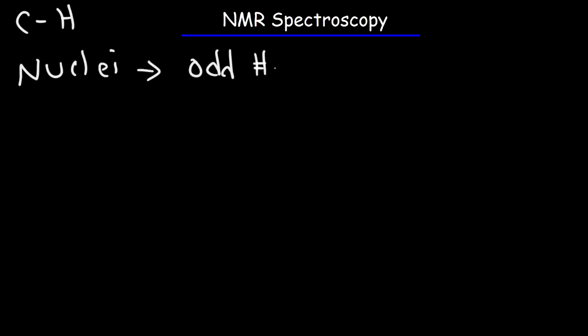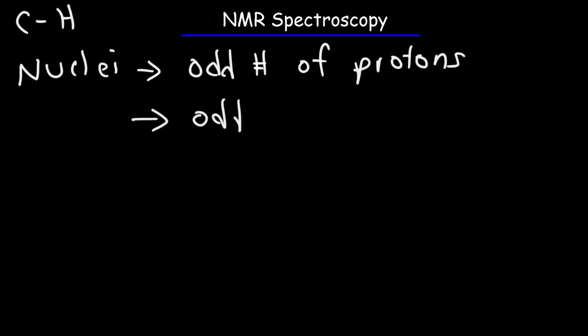In this video, we're going to talk about the basics of NMR spectroscopy. NMR spectroscopy is useful for identifying the carbon-hydrogen framework of an organic compound. Now, it only works with certain nuclei, and that is nuclei either with an odd number of protons or an odd number of neutrons.